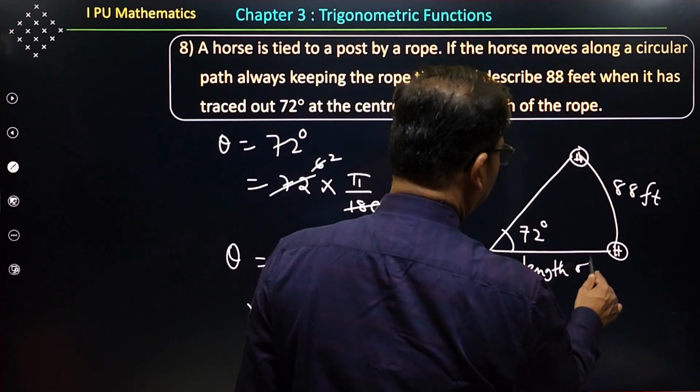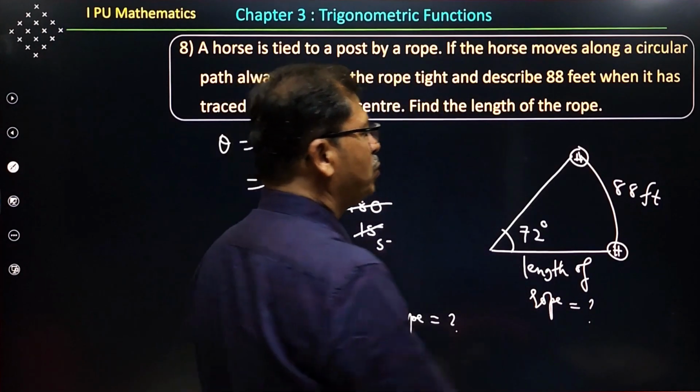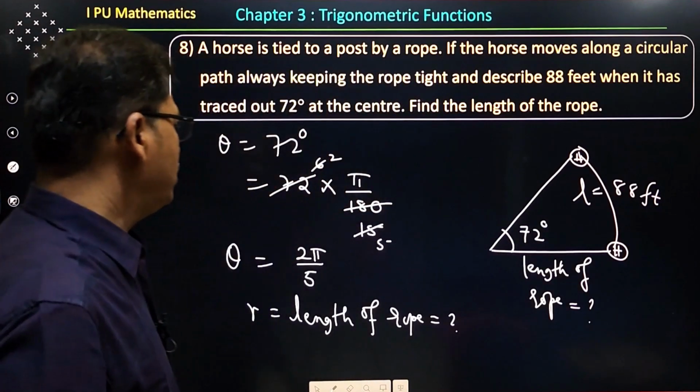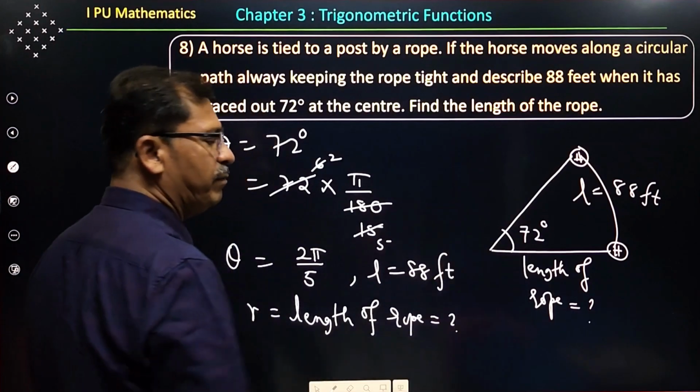Length of rope. This you need to calculate. Okay. Actually this 88 feet becomes L. So L is equal to 88 feet. 88 feet it is given.